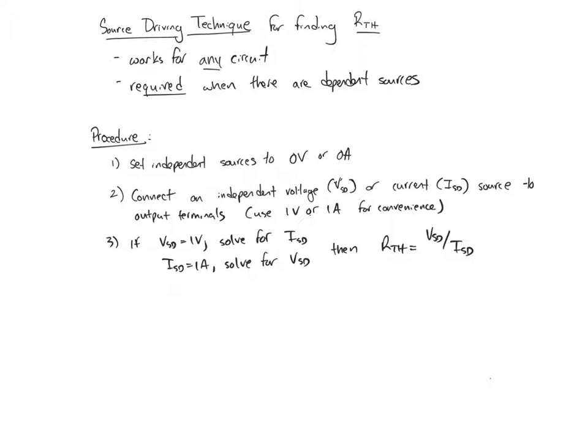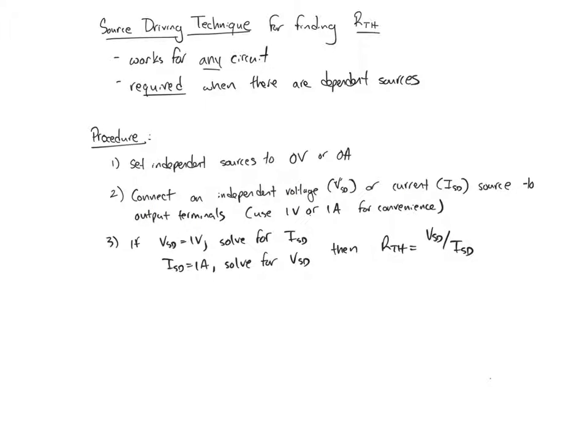The procedure for finding the equivalent resistance between any two nodes using the source driving technique is as follows. First, we start by setting all independent sources to 0 volts or 0 amps. It's the same thing as when we can just use resistor reduction. But then, given that we could have dependent sources in there and we need to understand how they're affecting the equivalent resistance, we connect an independent source, voltage or current, to the output terminals.